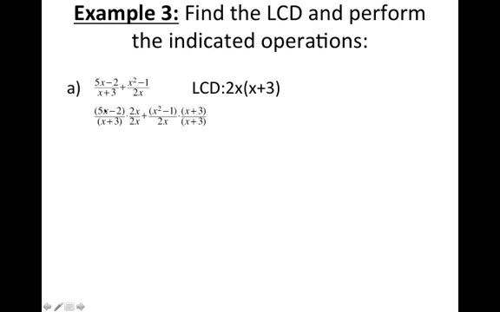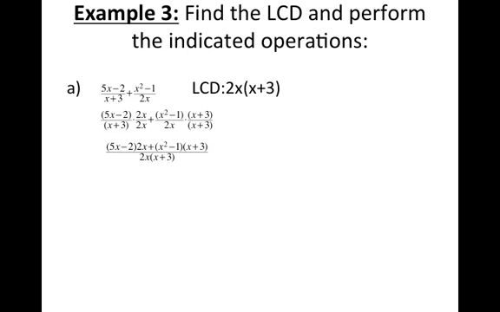All right, so the missing factor from the first denominator was 2x, and so we're going to multiply on top and bottom by 2x. The missing factor for the second fraction was x plus 3, so I'm going to multiply on top and bottom by x plus 3. And so that's going to give me 5x minus 2 times 2x plus x squared minus 1 times x plus 3, all over our common denominator.